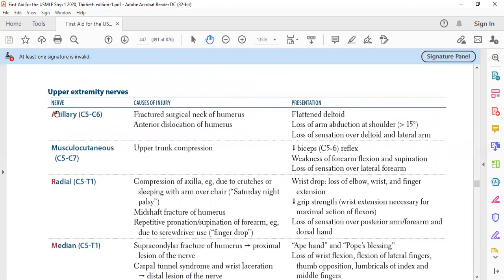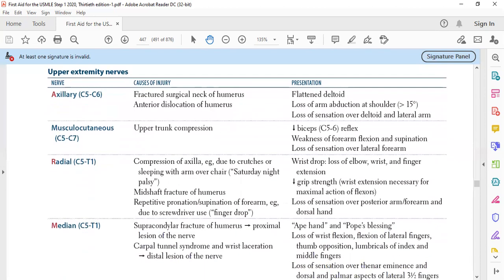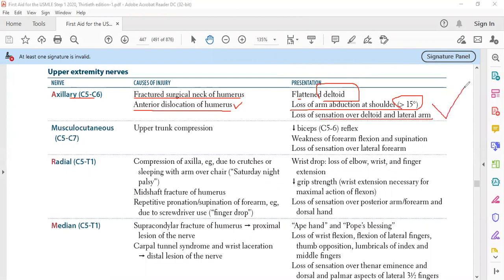Number one, upper extremity nerves, in which we have axillary, C5 to C6. What happens if there is a fractured surgical neck of humerus? It will cause anterior dislocation of humerus. Axillary supplies the deltoid, so it will not work: loss of arm abduction at the shoulder beyond 15 degree, and sensory loss over the deltoid and lateral arm. This is what the axillary is all about.